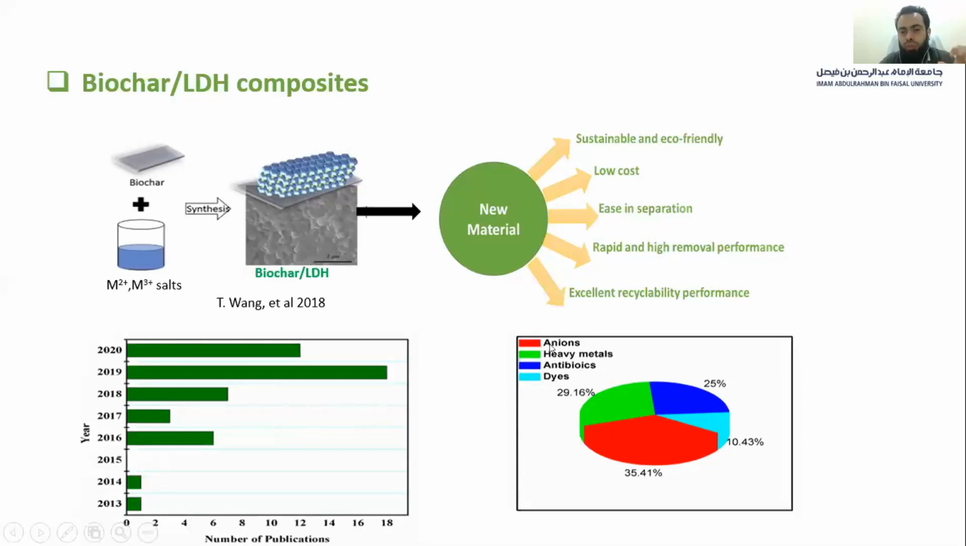Anions, mostly phosphates. The biochar and LDH components showed high affinity towards phosphates, and they have also been utilized for the removal of heavy metals like lead, cadmium, chromium, and some pharmaceutical pollutants, antibiotics. They showed highly promising, high removal performance for antibiotics and dyes as well.